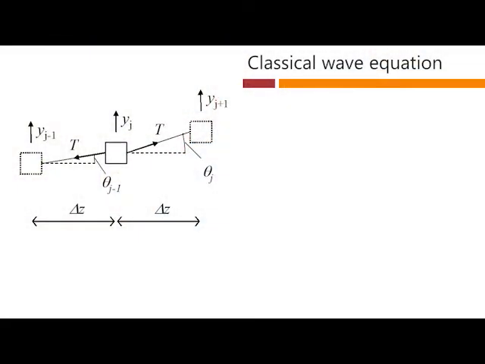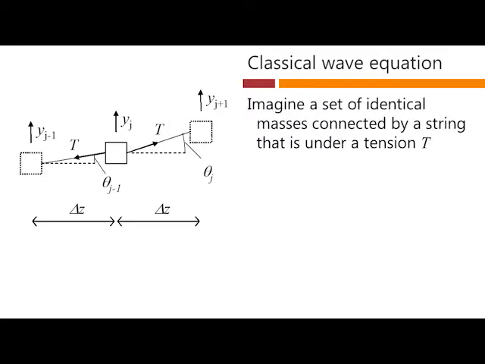To construct a classical wave equation, we can start by thinking of masses on a string. So the idea here is we have some set of masses and they're connected by a string, and the string is under a tension T. So for this mass here, the string tension is pulling it in this direction and also pulling it in this direction. And perhaps it's also pulling it up and down because these are at an angle. So we're imagining this is part of possibly some wave on a connected string of masses.